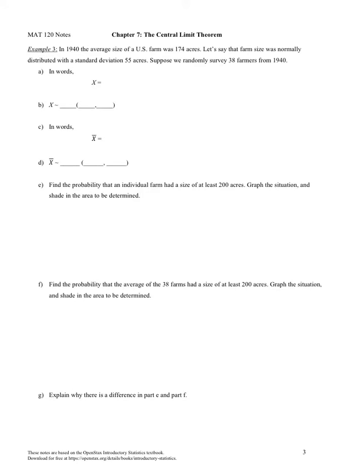In example 3 on the next page, we learn about the average farm size in the U.S. in 1940, and it's 174 acres. Let's say it's normally distributed and has a standard deviation of 55 acres. And we have a sample size of 38. Now, what would the random variable be? That would be the size of a U.S. farm in 1940. Go ahead and see if you are able to fill part B out.